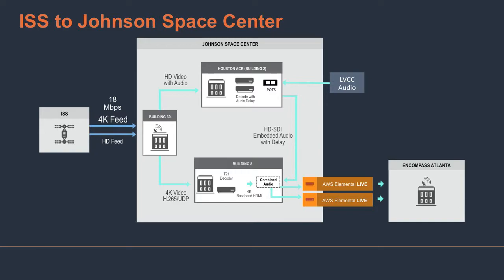So everything from the ISS to Johnson is on the NASA network. That's their network and their system. Once it egressed Johnson Space Center, though, that's where we pick up the service at that point. So in this case, we had 2 encoders on the ground combining the audio with the video, syncing everything back up, and then we'd send it to Las Vegas.